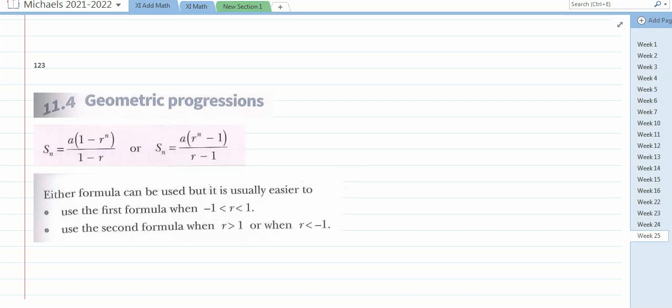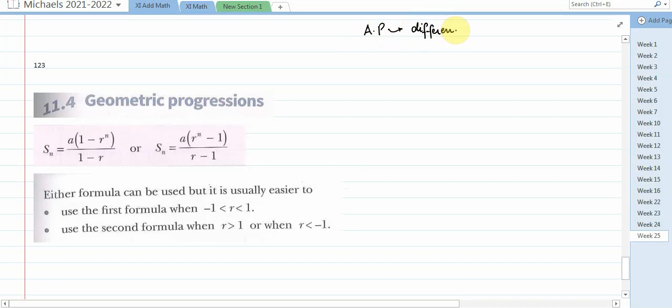Alright class, in this session we are going to start the new exercise 11.4, which includes geometric progression. Now when we discussed arithmetic progression, we focused on the difference, right? We concluded that for arithmetic progression, the difference must be constant. And we have attempted several questions from the book and the different working formulas to find the sum of the terms and any specific term.